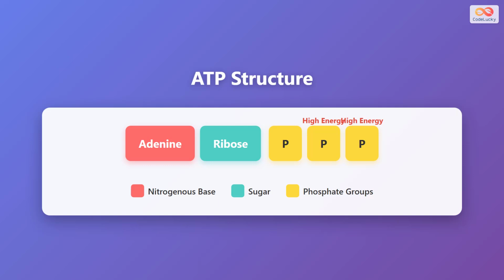Let's look at the structure of ATP more closely. The adenine base and ribose sugar form what's called adenosine. Attached to this are 3 phosphate groups, labeled simply as P. The bonds between the second and third phosphate groups are particularly important because they're high-energy bonds. This means breaking these bonds releases a significant amount of energy that cells can capture and use for work.